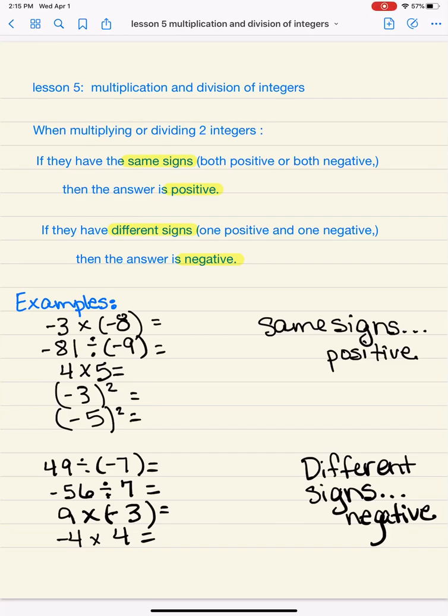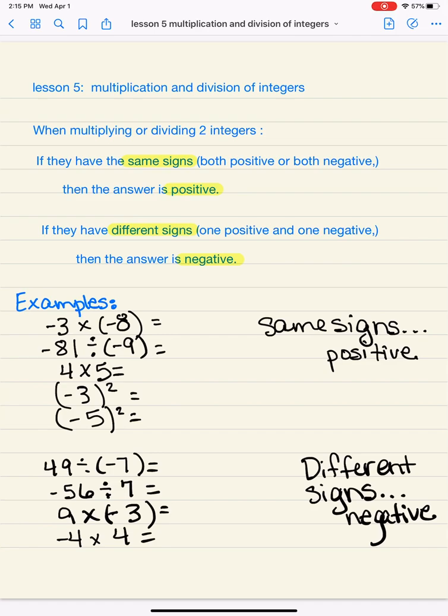Lesson 5, we're going to look at multiplication and division of integers. Earlier in the year, we did focus on adding and subtracting integers, so this will be our first time to look at multiplying and dividing with integers. Remember, integers are numbers like -3, +5, 0. All of those are integers.